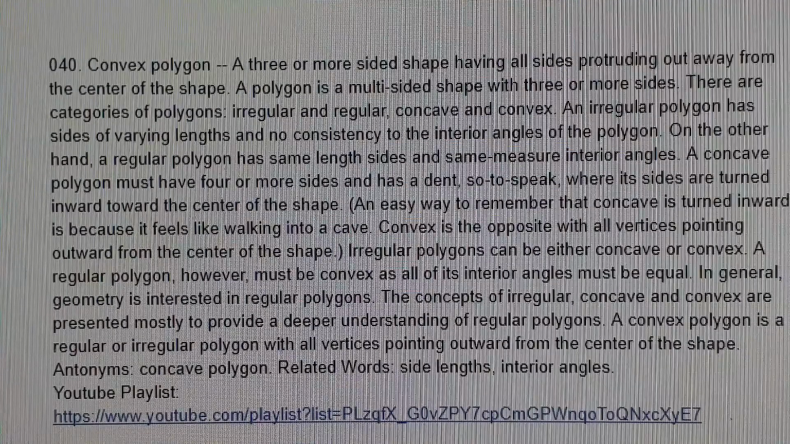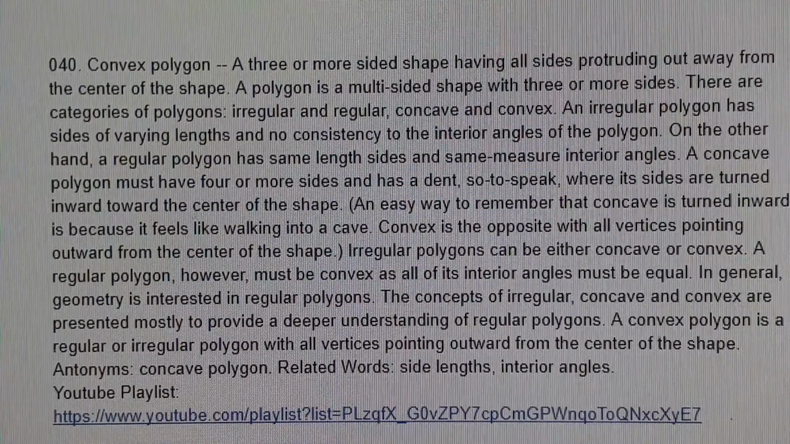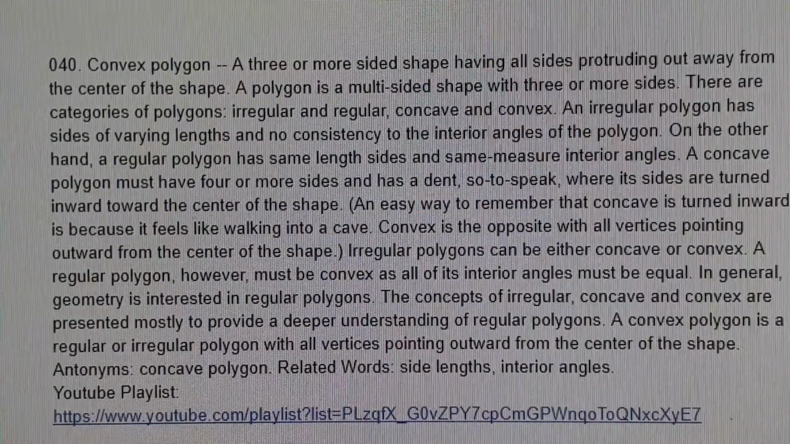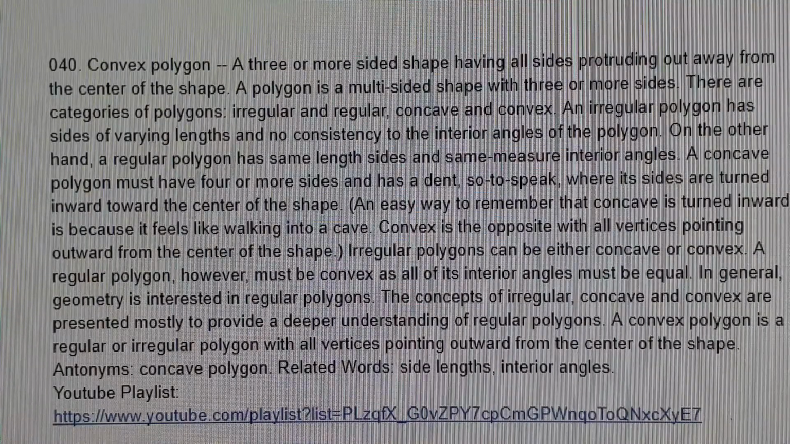A concave polygon must have four or more sides and has a dent, so to speak, where its sides are turned inward toward the center of the shape. (An easy way to remember that concave is turned inward is because it feels like walking into a cave.) Convex is the opposite, with all vertices pointing outward from the center of the shape.